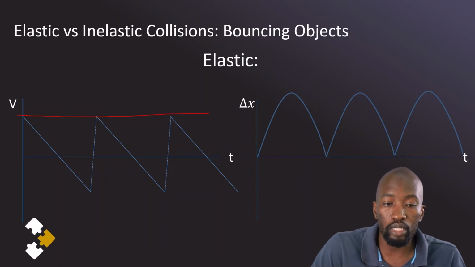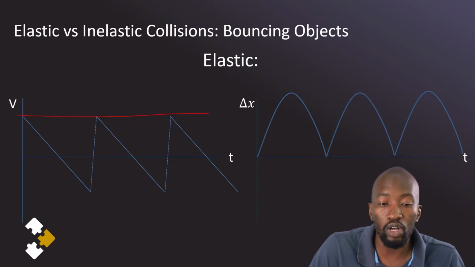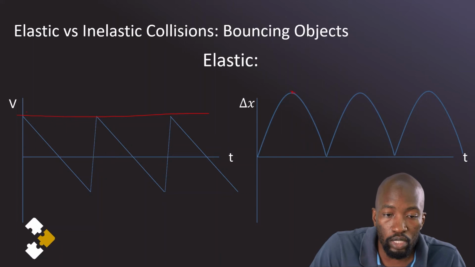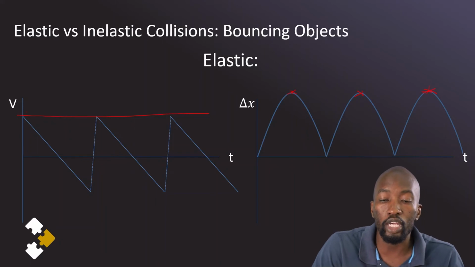Now this would be its displacement versus time, because nothing is lost. If it bounces to this point, even in the second bounce it will come back to the same point. Nothing is lost, everything is conserved. So that's just the displacement time graph of a bouncing object when the collision is elastic.